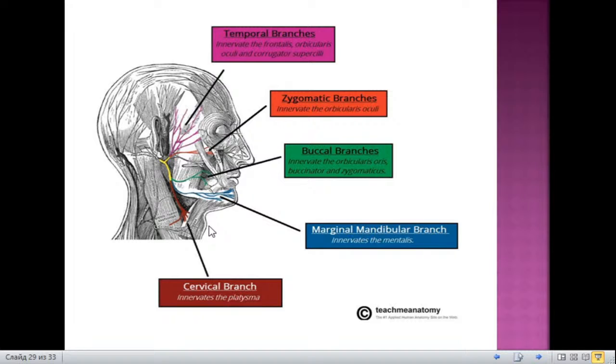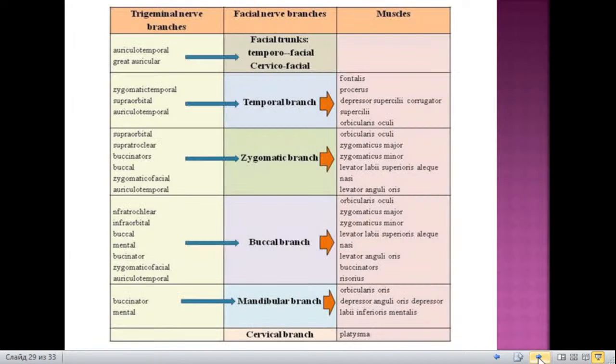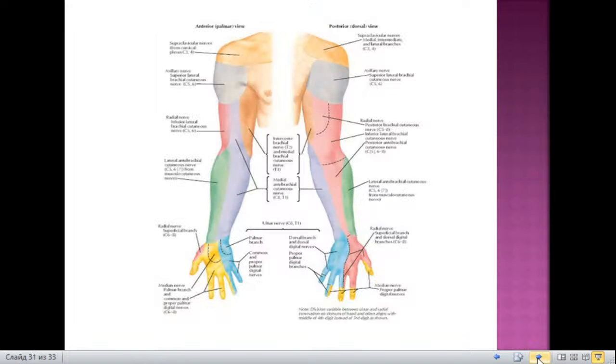In reality, in addition to these muscles, the facial nerve supplies some muscles of the neck, such as the stylohyoid and the posterior belly of the digastric muscle. Well, I told you so. It's a cooperation between the branches of the trigeminal and facial nerve. No, it's not important now.